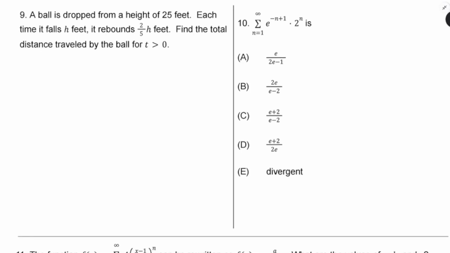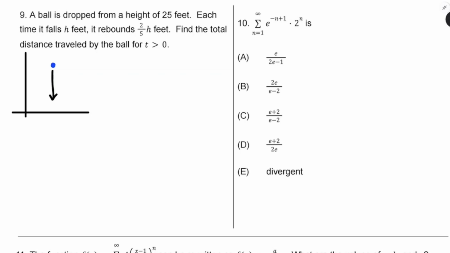Number 9. A ball is dropped from a height of 25 feet. Each time it falls h feet, it rebounds 2/5 h feet. This is going to be a geometric series. All right, so yeah, total distance traveled by the ball, because that's a flat wall. This is the floor. That's going to be the ball. It's just going to drop down and then bounce back up and then go straight back down. So the total distance traveled is going to be like the total vertical distance traveled.